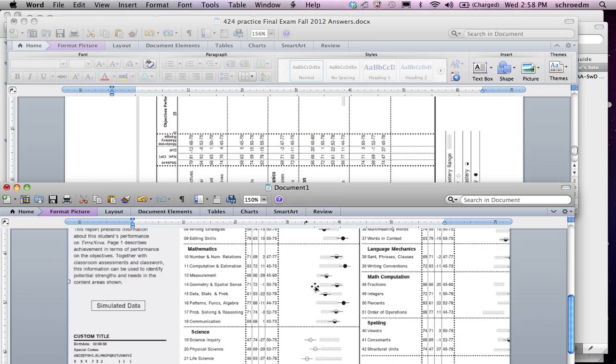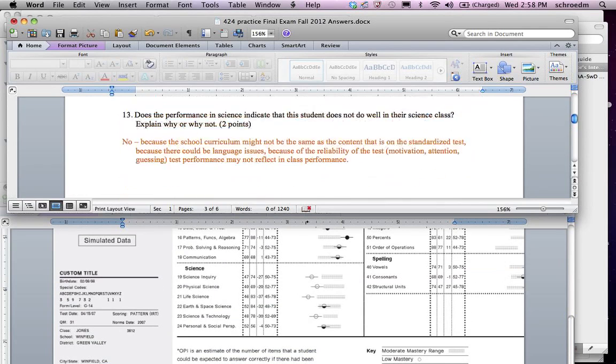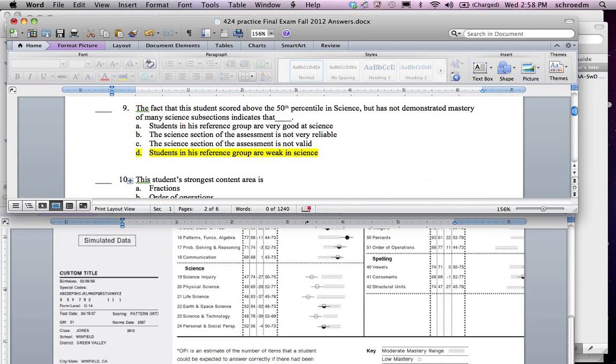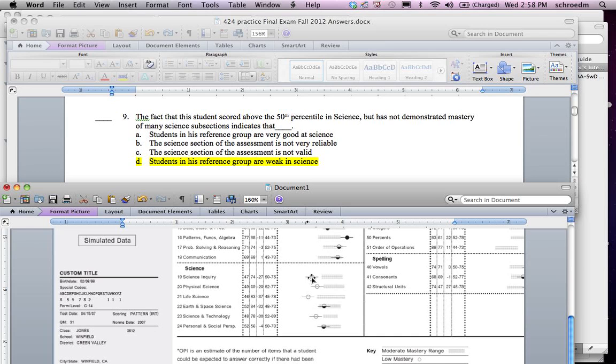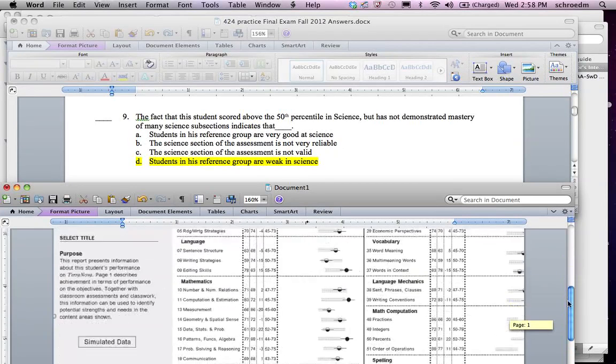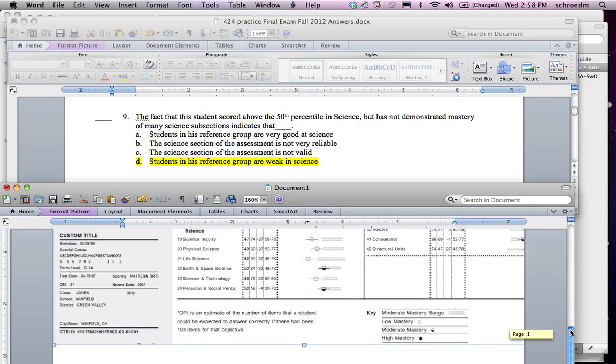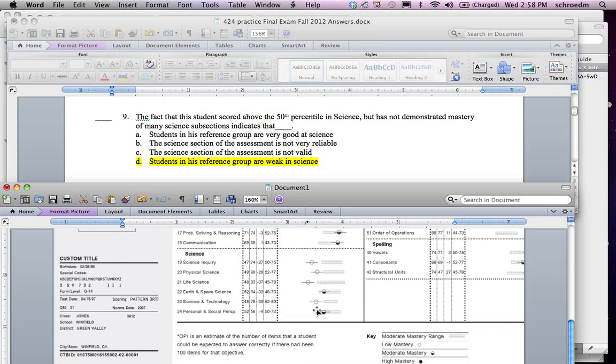And what I'm looking at is my science area, and I see these little dots that are either empty, half filled, or completely filled. If I look at my little legend, I see that open means low mastery, half filled means moderate mastery, and darkened means high mastery. They have low mastery in most areas, and just moderate mastery in 2 areas of science.